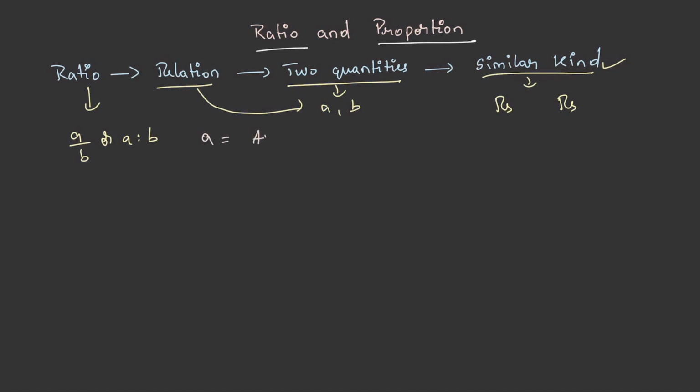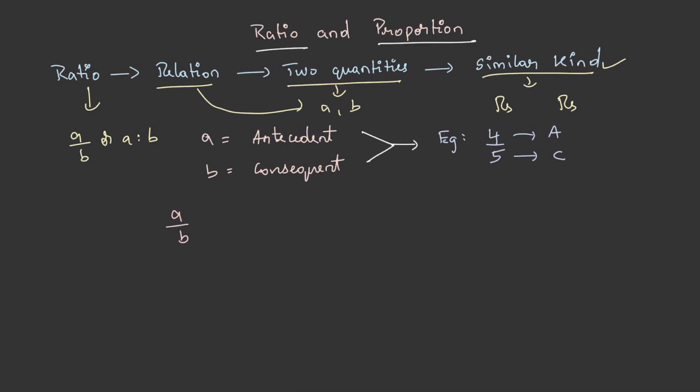Here A is the antecedent and B is the consequent. For example, 4 by 5. Here 4 is the antecedent and 5 is the consequent. Let's say the given ratio is A by B. Then multiplying each term of the ratio by a non-zero number, let's say K, or division of each term of the ratio by the same non-zero number, that is A by K or B by K, does not affect the ratio.